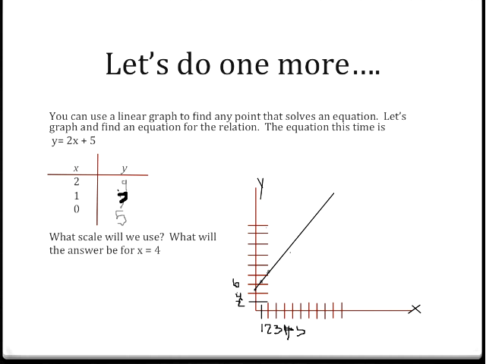Okay? Well, somebody else is helping me. That's very lovely. I'll get rid of mine. Okay, everybody's drawn a line now. All right, so we've got our straight line. What will the answer be for x is 4? So we can go to 4, 1, 2, 3, 4, and we can draw a line straight up from 4.